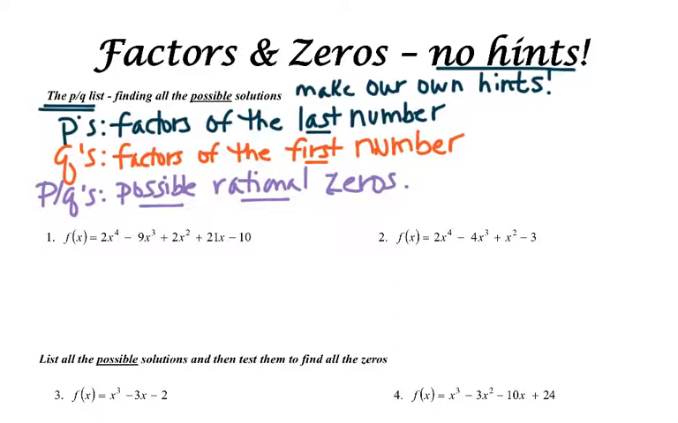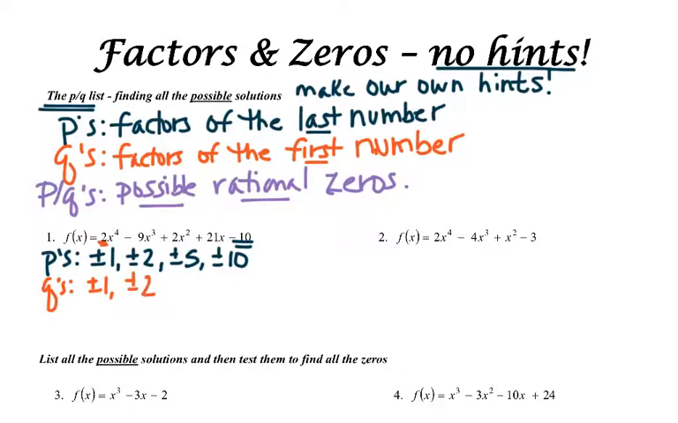So let's see, if we look at the first one here, first we're just going to talk about making that P over Q list. So P's are the factors of the last number. So the last number here is negative 10. And we use plus or minus for each one. So here I'm just making a list of all the numbers that go into 10. Q's are the factors of the first number, so plus or minus 1, plus or minus 2.